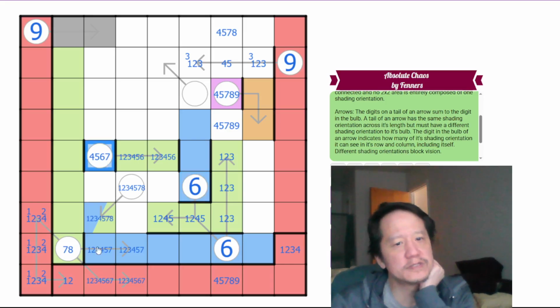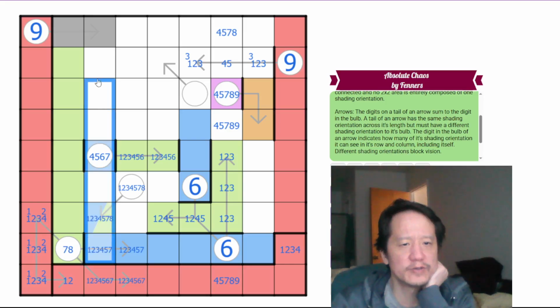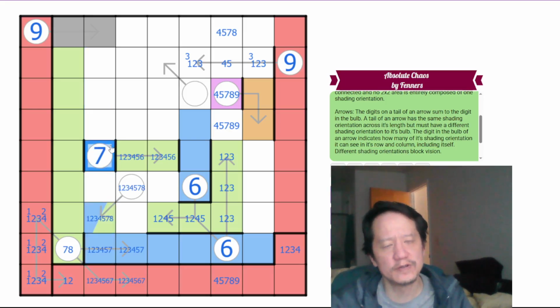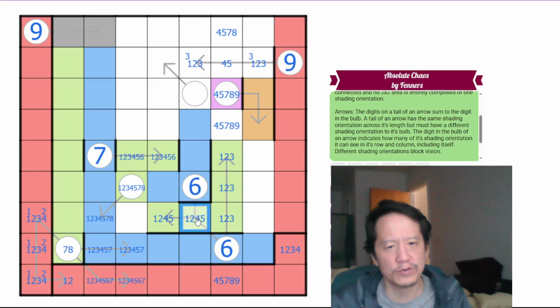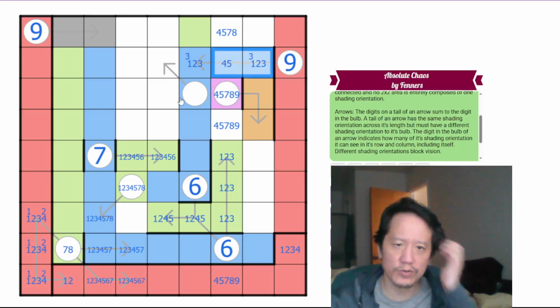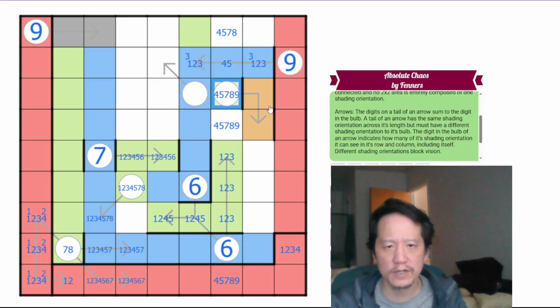Again, this cannot be 7. Or sorry, it can't be 8 because that would block this whole thing off. But it could be 7. What happens if it's 7? If it's 7, then this is all blue. This has to be green, which makes this a blue. So then this would be blue here, which means this is green because it can't be red. Therefore, this is blue. This has to be green, which makes this a blue.